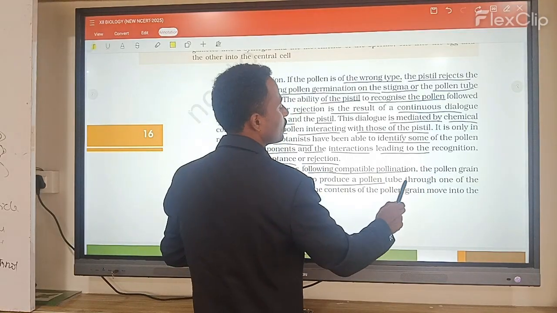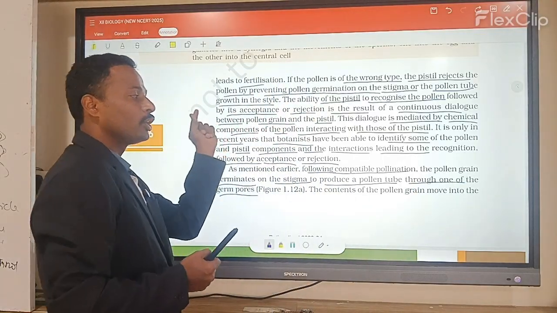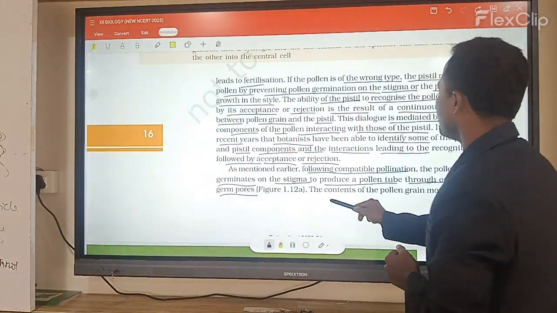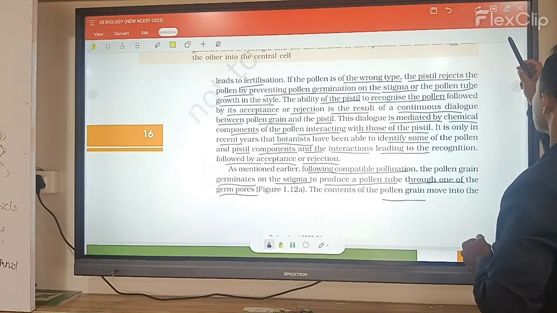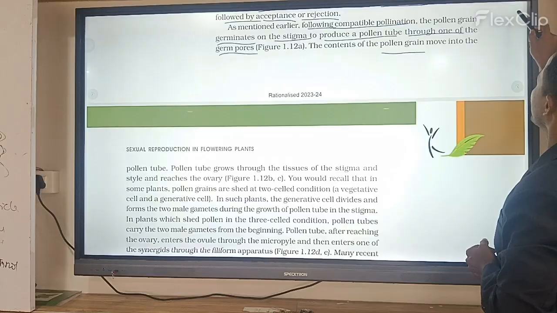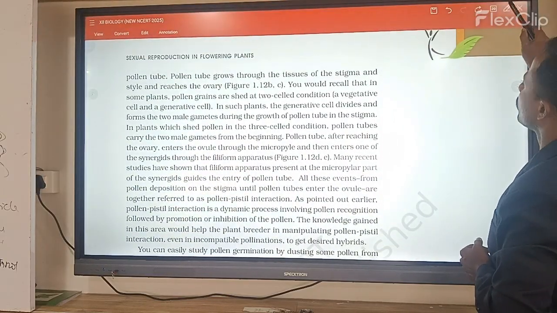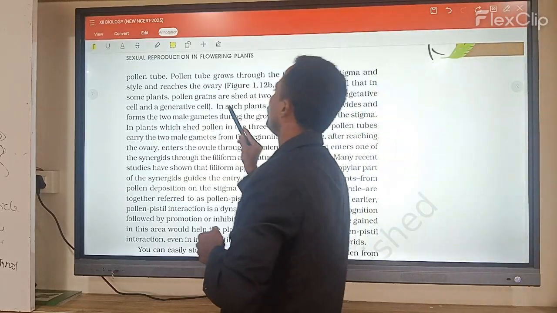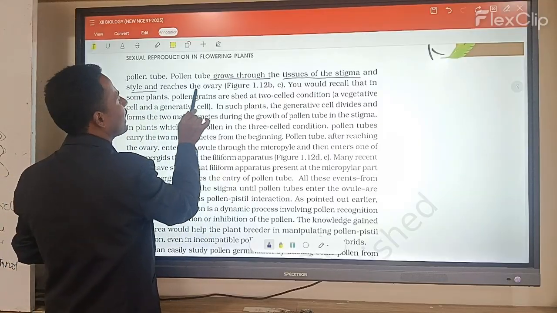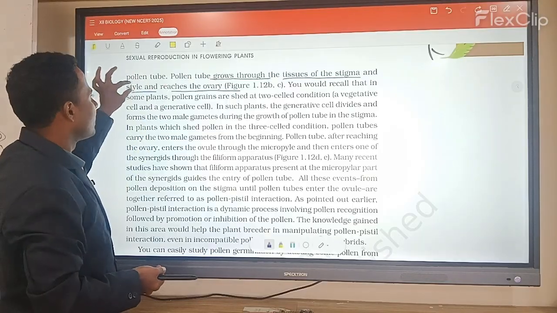Next, as I mentioned earlier, following compatible pollination, the pollen grain germinates on the stigma to produce a pollen tube through one of the germ pores. The contents of the pollen grain move into the pollen tube. The pollen tube grows through the tissues of the stigma and the style and reaches the ovary.